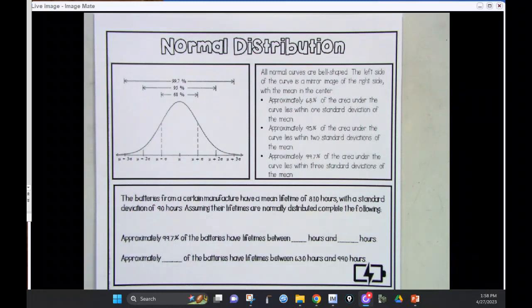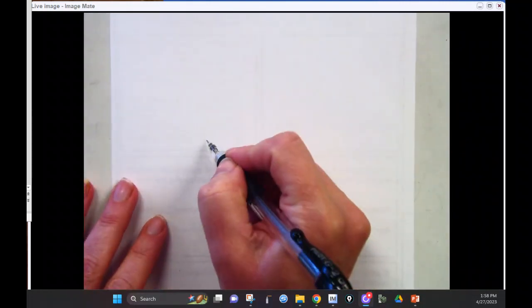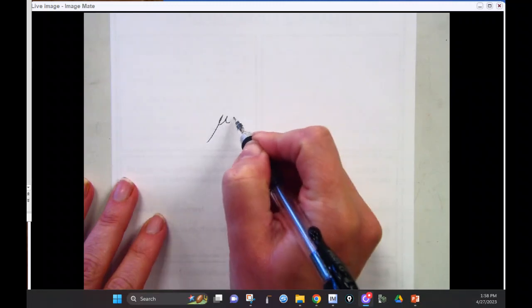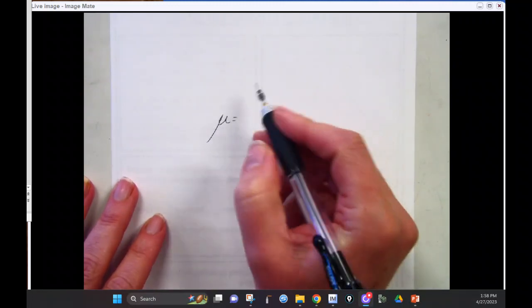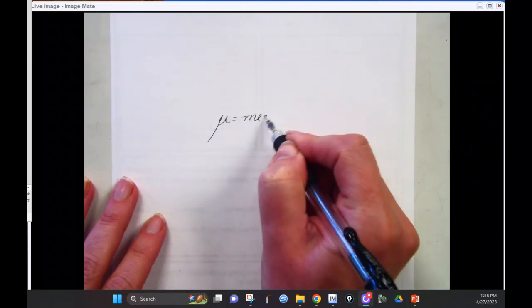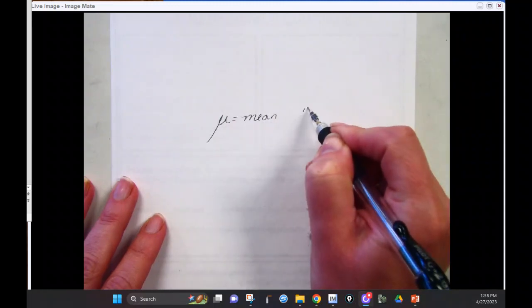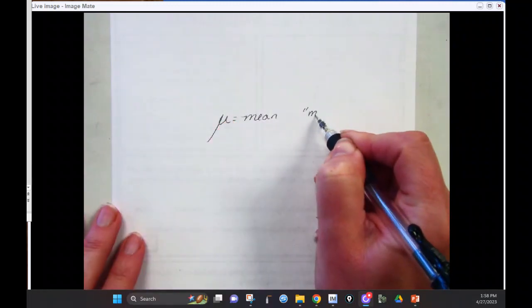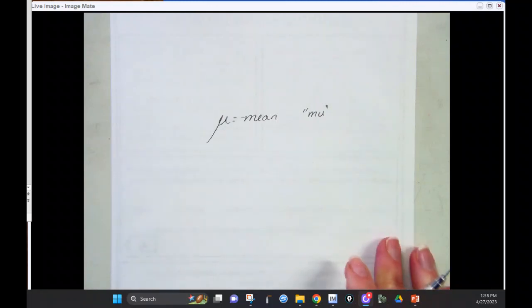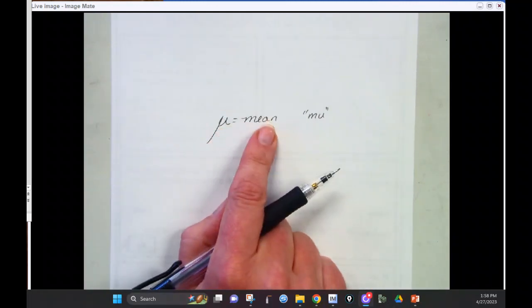Normal distribution. What did we work on yesterday? You remember? I know. Standard deviation, right? Yesterday we learned a couple of things. I'm just going to tip this over. That this guy stands for the mean, and its name is mu. So if you hear me say mu, I'm referring to this symbol, which is the mean.